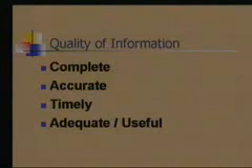Let's look at each one. The first one is completeness. Information has to be complete. This is something which is quite obvious. Any incomplete information is not going to be of much use to anybody. For example, if you have a purchase order which does not contain the name of the vendor, then that purchase order is of no use. You don't know where to send it. So completeness of information is an absolute must.